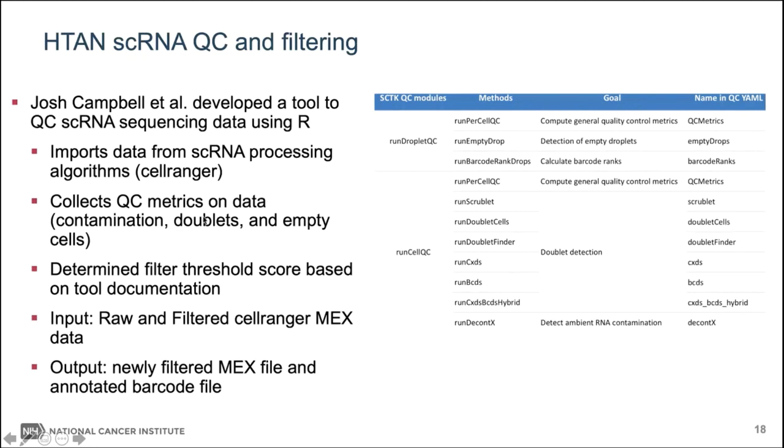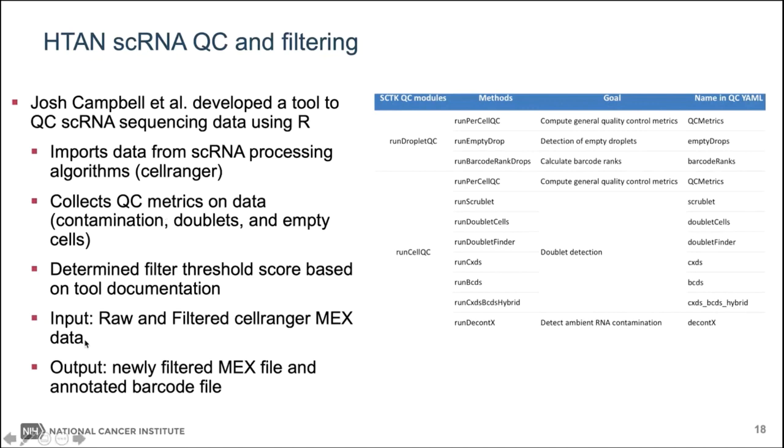And based on thresholds that are defined within these tools, we have a score, and if cells are outliers, or are determined to have either doublets or some major contamination, we exclude them further from the data set.